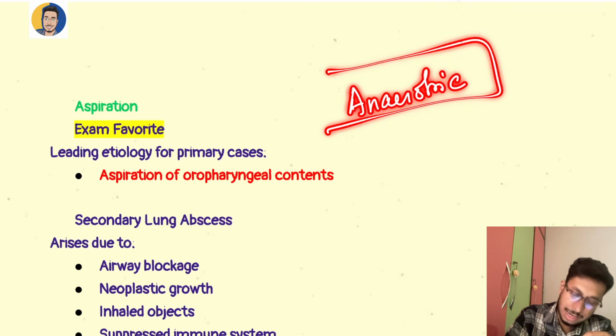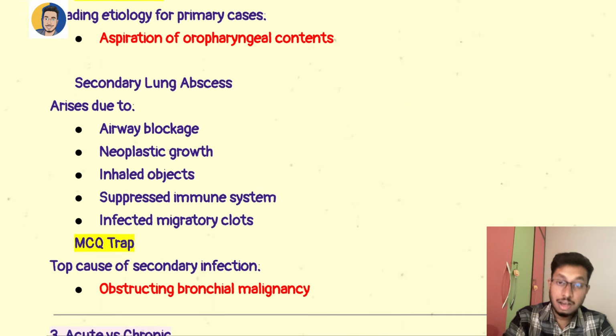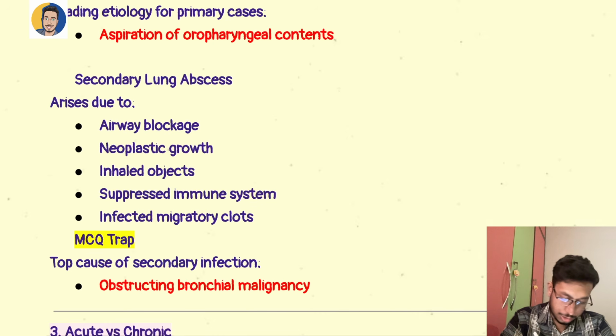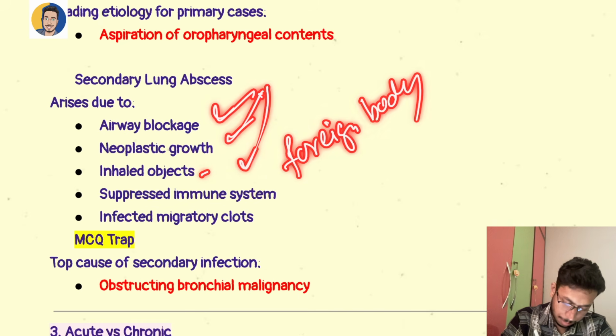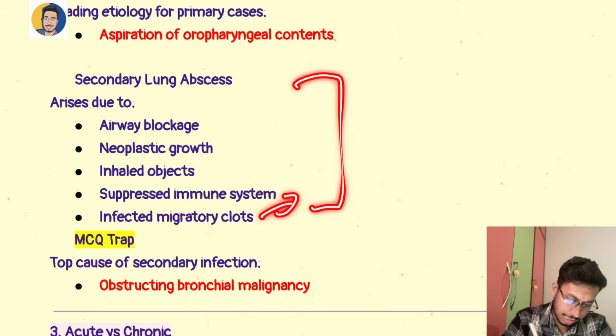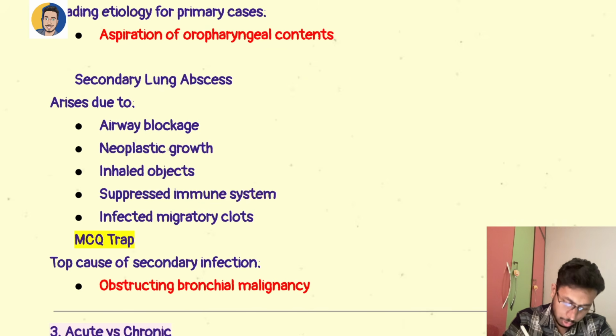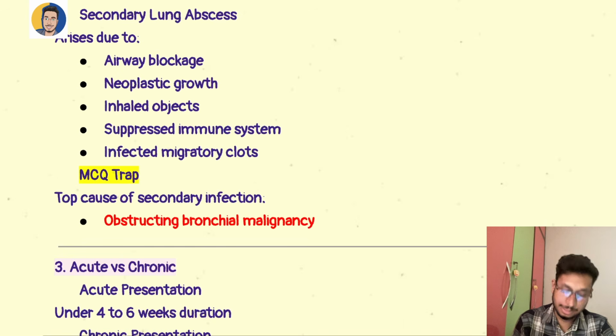So in case of primary lung abscess, mostly what we see is anaerobic infection. Now secondary lung abscess occurs due to blockage, neoplastic growth, inhaled object, that is foreign body, suppressed immune system, infected migratory clots. All of this leads to secondary lung abscess. Okay. So the most common cause of secondary lung abscess is nothing but obstruction due to bronchial malignancy.